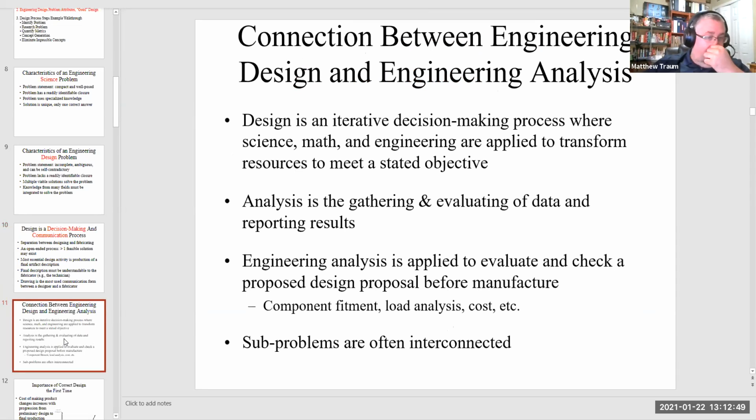Okay, but so we do even more than that, right? So we do more than just solve design problems and create drawings that articulate those problems. We also perform engineering analysis, right?